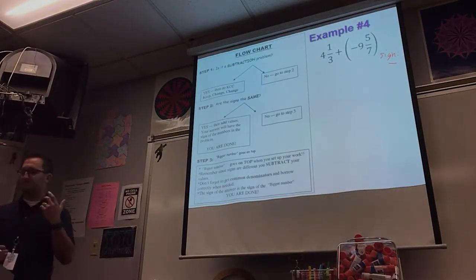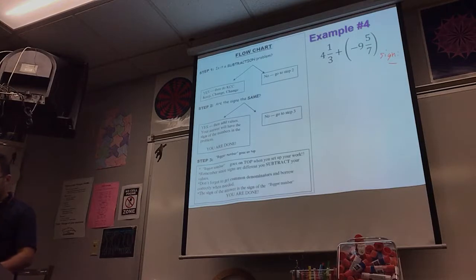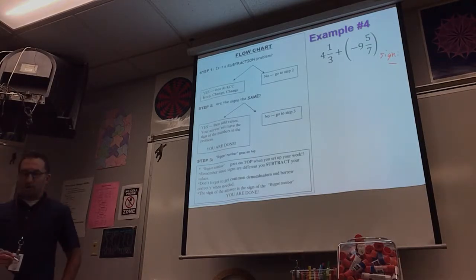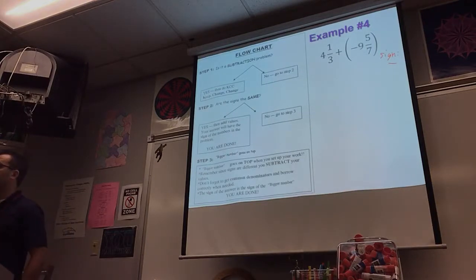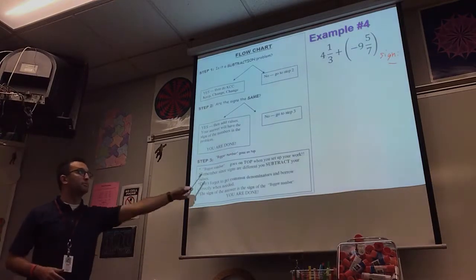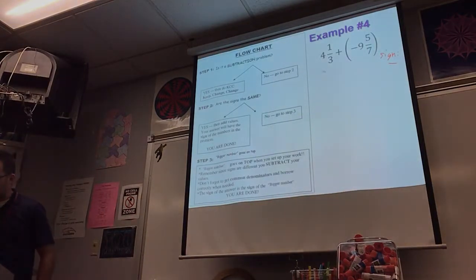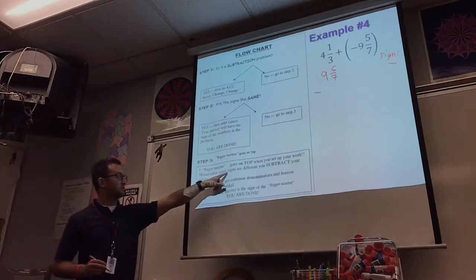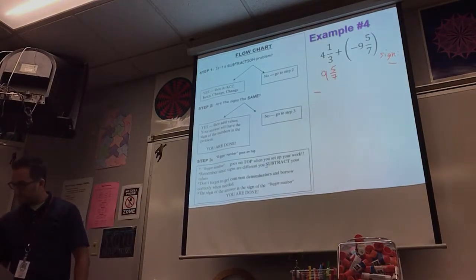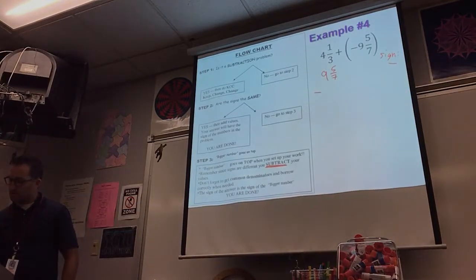Why? Because 9 is bigger than 4. Now, is this a subtraction problem? No, this is an addition problem, so go on to step 2. Are the signs the same? Nope, so go on to step 3. Bigger number goes on top, so that means we're going to go 9 and 5/7. And we're subtracting, right? Because remember, since the signs are different, you subtract. In step 3, it's subtraction, so minus 4 1/3.